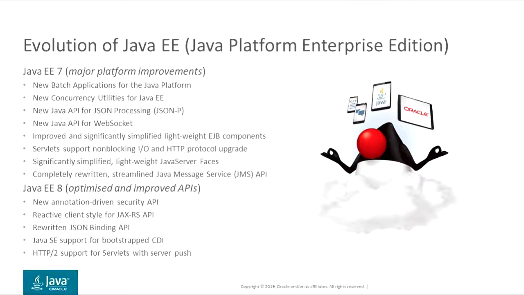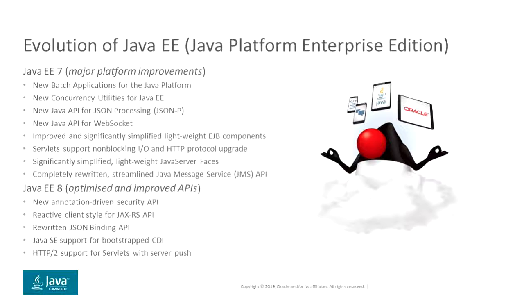Now, in the Java EE world, there are also certain evolutionary things that happened. In EE7, there was a significant set of changes: new batch API, new concurrency API, JSON processing, support for WebSocket, completely rewritten frameworks such as JMS, and Enterprise Java Beans significantly improved. Servlet supporting non-blocking I/O, HTTP protocol upgrades, and much improved Java Server Faces.